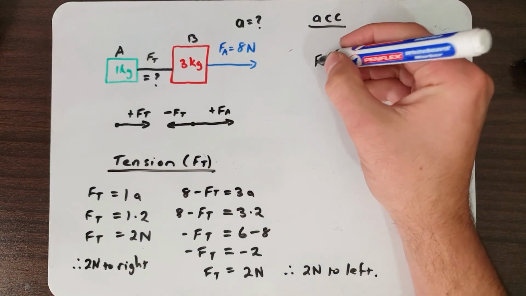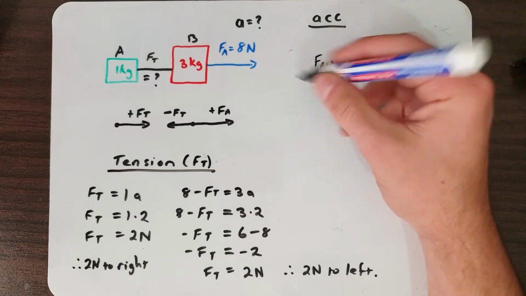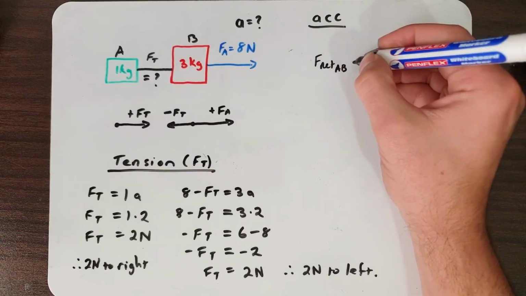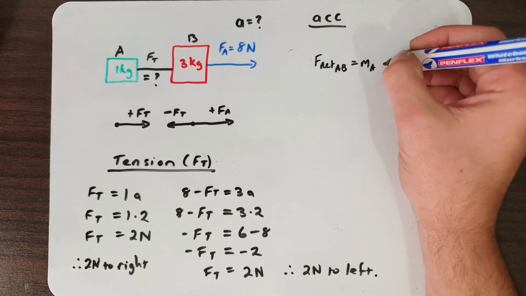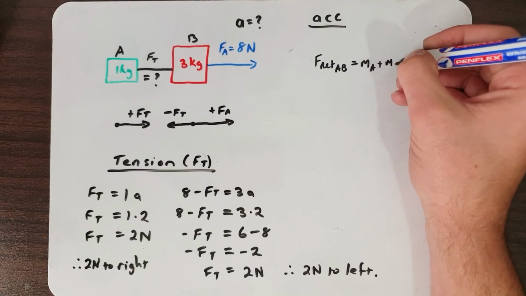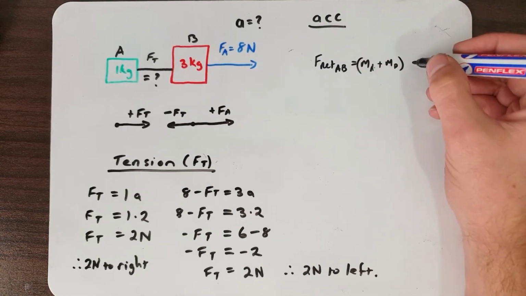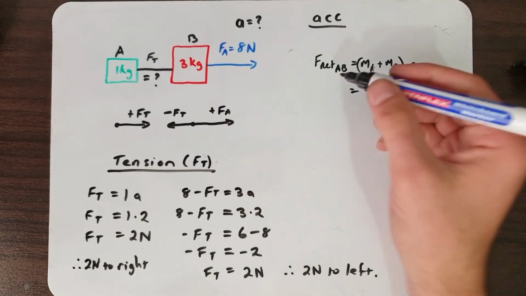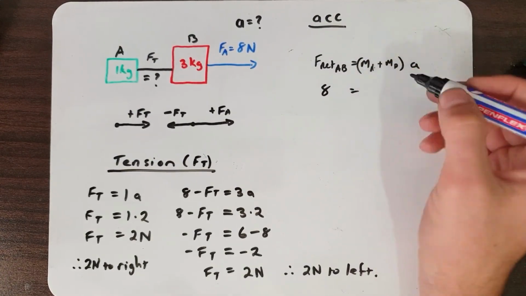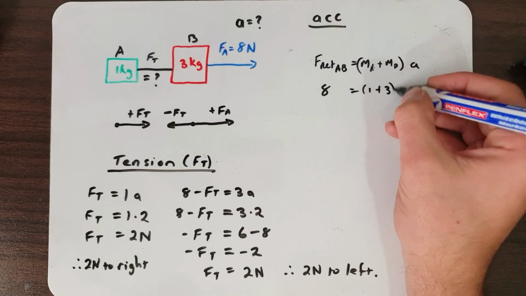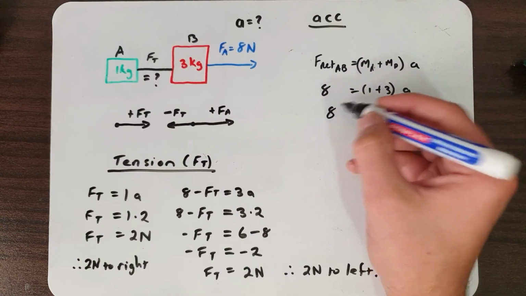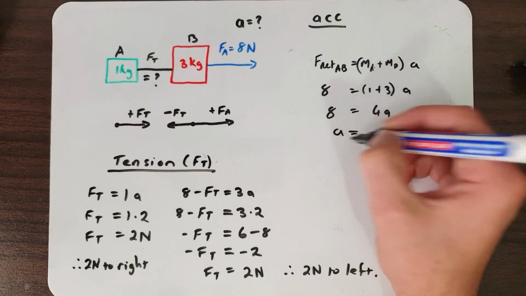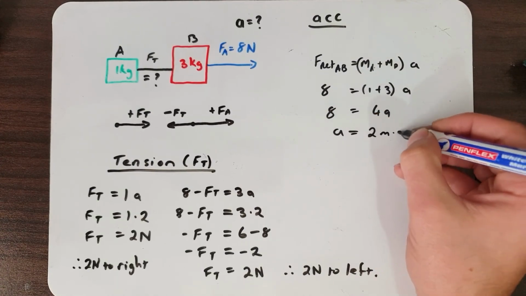That means we can look at the total net force on both is equal to the mass of A plus the mass of B times acceleration, which means we can just have 8 is equal to 1 plus 3 times a, which gives us 8 equals 4a, which means a is equal to 2 meters per second squared.